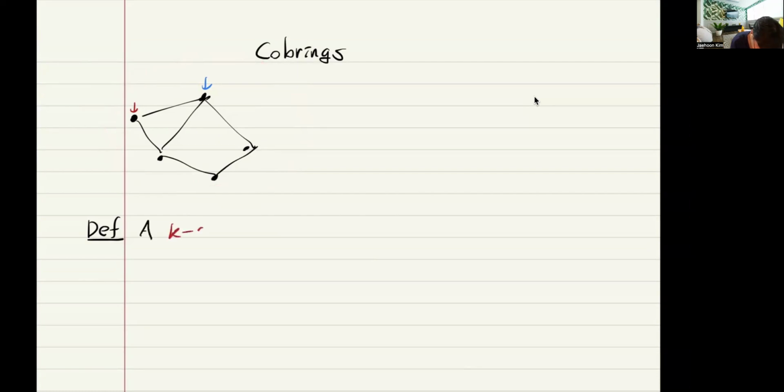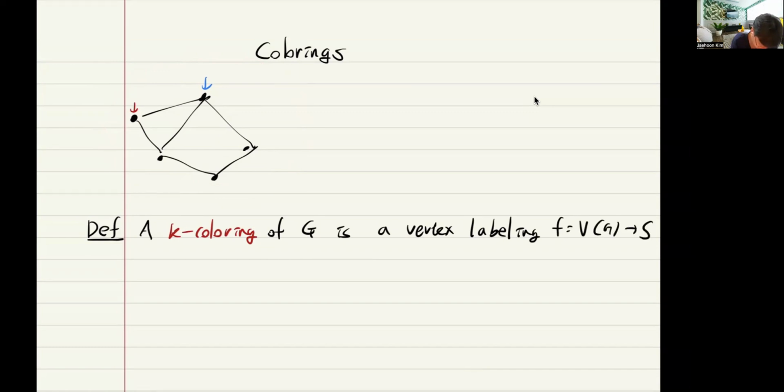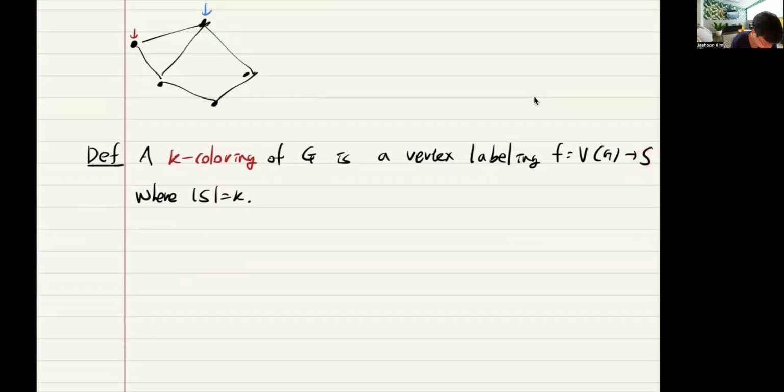So we say that a K-coloring of graph G is nothing but a vertex labeling. In each vertex, we give a value, say f, from a certain set S. And it's called a K-coloring if the number of labels that we use has size K. Usually, we let this S be the numbers between 1 and K, but sometimes we use a different labeling. And the set S is called the set of colors, because we call this a color.